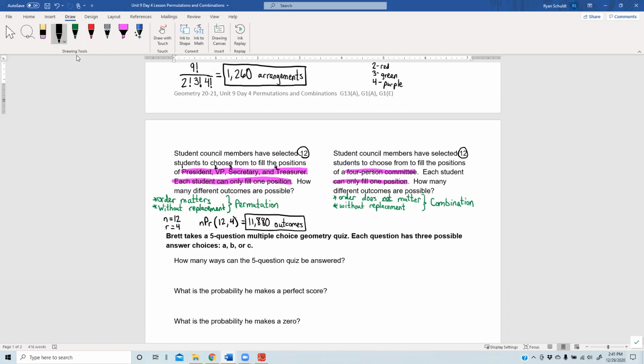So our n is still 12. We got 12 to pick from. We're filling a 4-person committee, so that means r is 4. And we said it's a combination. So nCr, 12 choose 4.